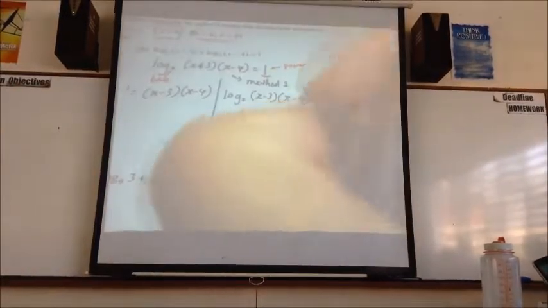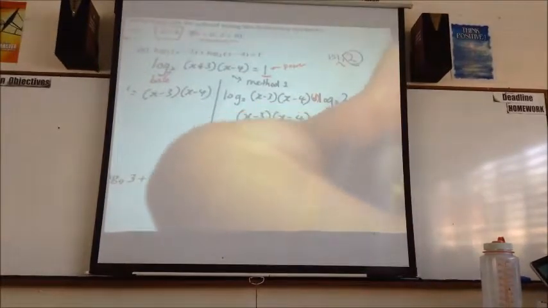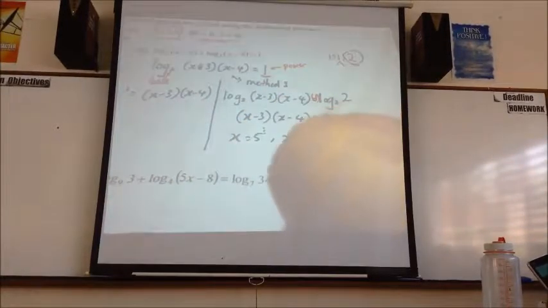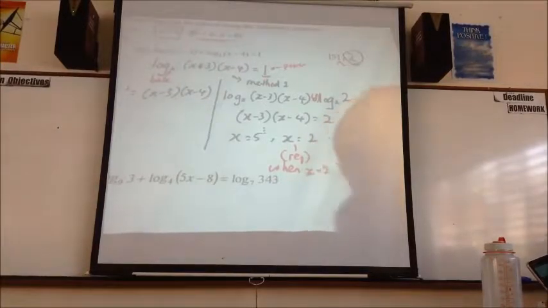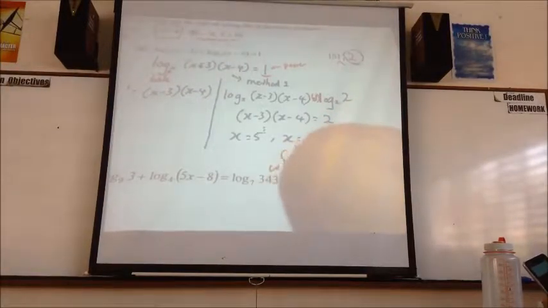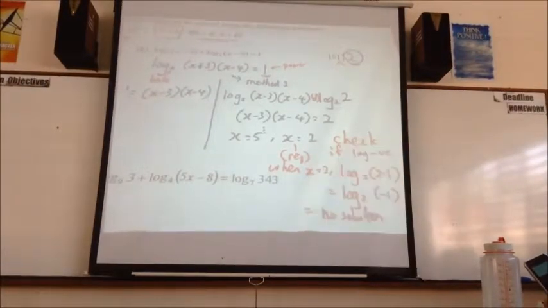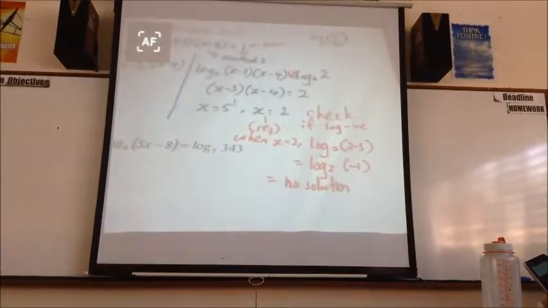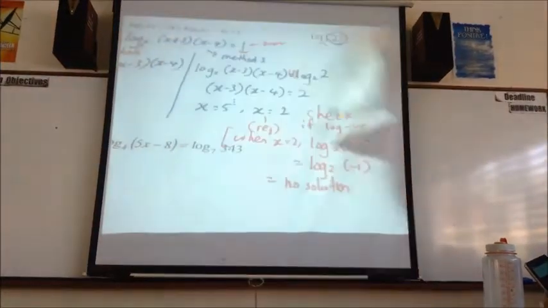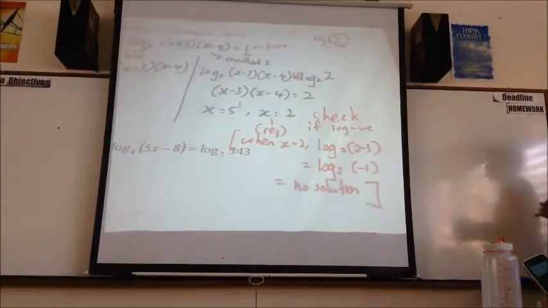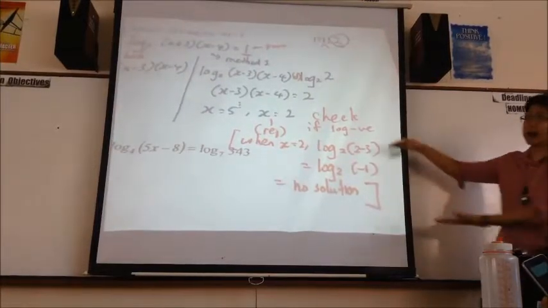Alright, so if you are really worried and want to write the reason, then you write: when x equals 2, log 2 minus 3 equals log negative 1, which equals no solution. This is the reason. Do you have to present your answer? No need, unless they ask you why you reject. Then this is the answer.